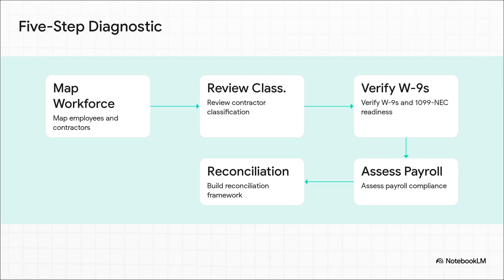Step 1 is mapping the complete workforce, employees and contractors together, tracking states and the cost split. Step 2, we review classification for every active engagement using IRS and state tests. Step 3 is verifying W-9s, which means acting on missing ones right now, absolutely not waiting until January. Step 4 assesses payroll compliance, like ensuring 401k remittances are handled within 7 business days. And finally, Step 5 is building that 3-way reconciliation framework, checking the payroll register against HR headcount and the general ledger, and separately verifying contractor year-to-date payments against the AP ledger and 1099 tracker.